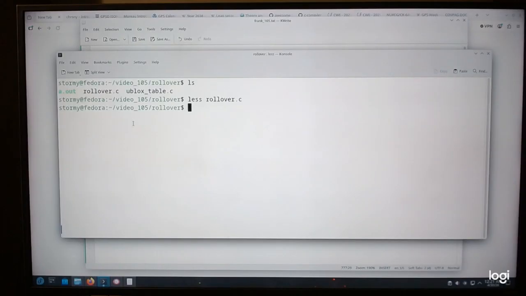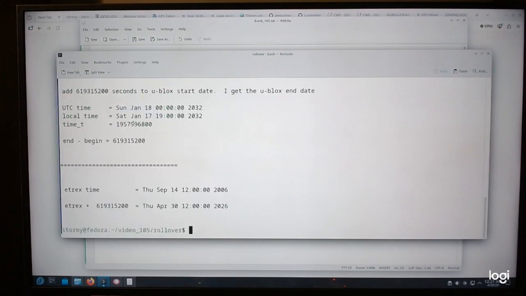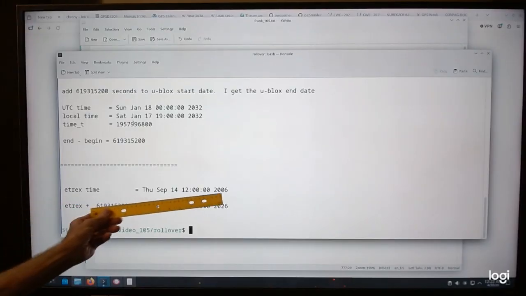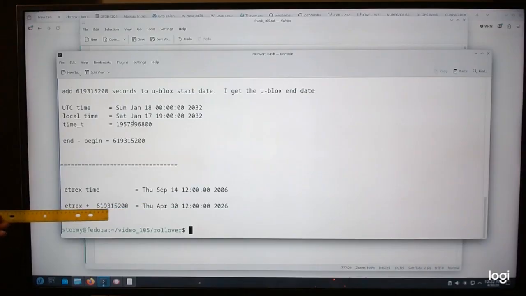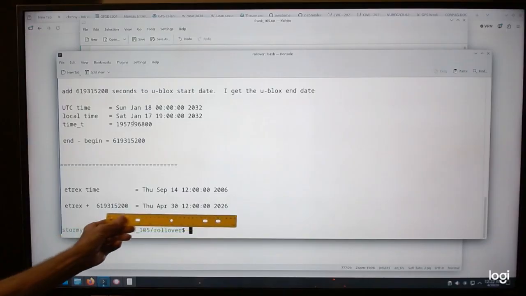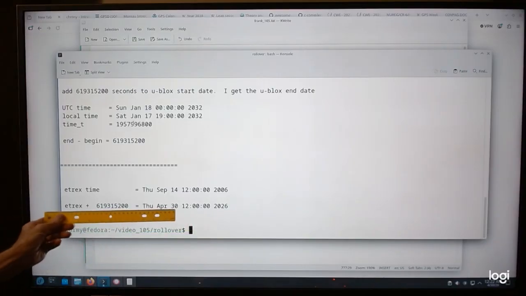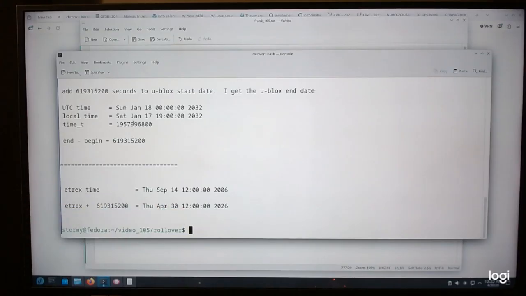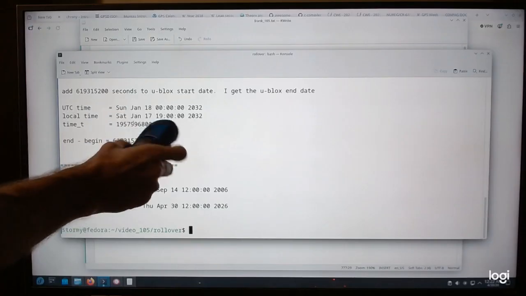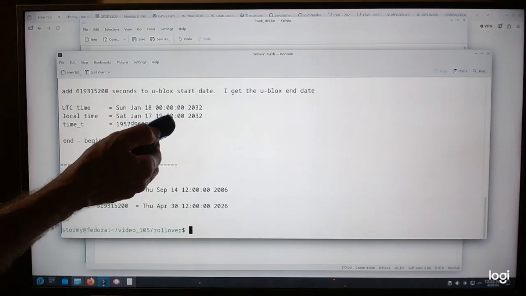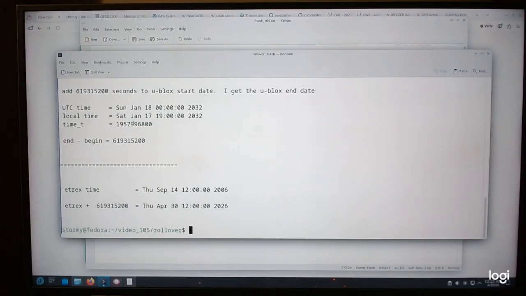So let's quit here. And gcc, rollover, and a.out. See right here, September 14th, 2006. We just add that rollover. See right there, Thursday, April the 30th, 2026. See right there, that's my old eTrex from the previous rollover period.